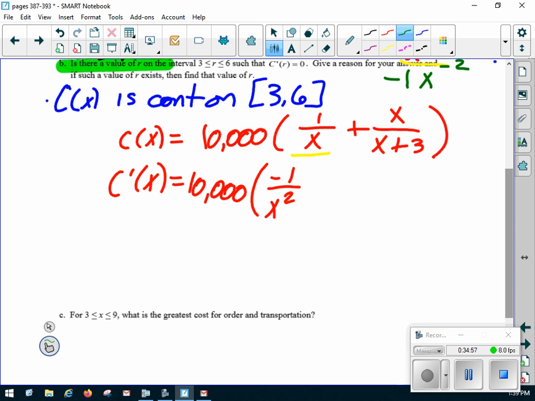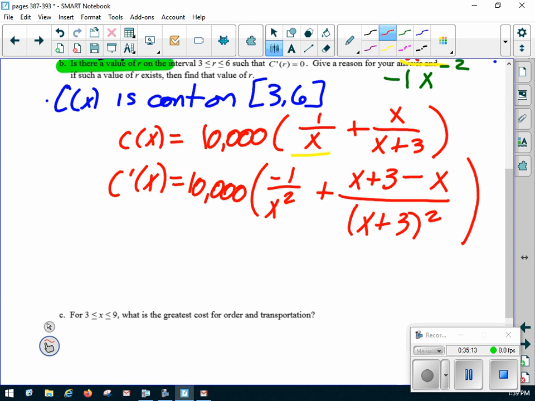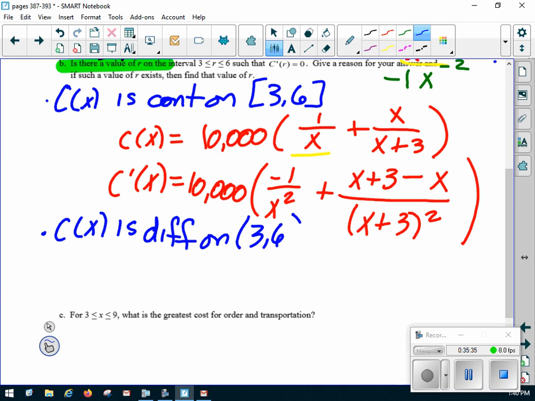All right, so let's run it. Derivative of the top, 1 times the bottom, minus the derivative of the bottom times the top, over the bottom squared. Now, yes, I know I could clean up the top. Where is this derivative undefined? 0 and negative 3. Is that on the interval I'm looking for? No. So I know this function is differentiable. C of x is differentiable on the open interval 3 to 6.